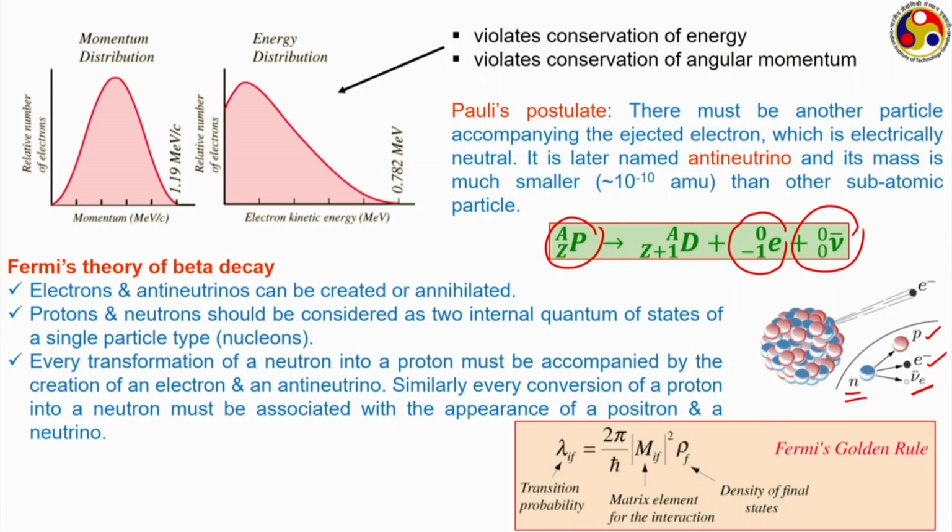The rate of this reaction is given by something known as Fermi's golden rule, where on the left hand side we have this lambda, which is called the probability of transition from the initial state before decay to the final state after decay. Here rho f at the end is the density of the final state, and M represents the coupling between the initial and final state, and the h bar here is the Planck constant divided by 2 pi.